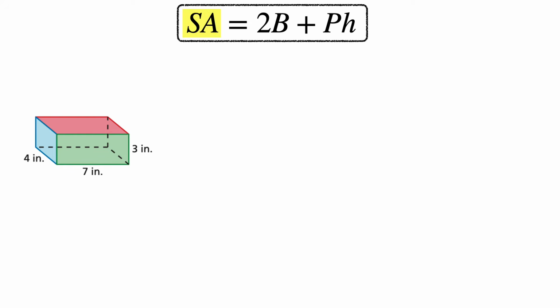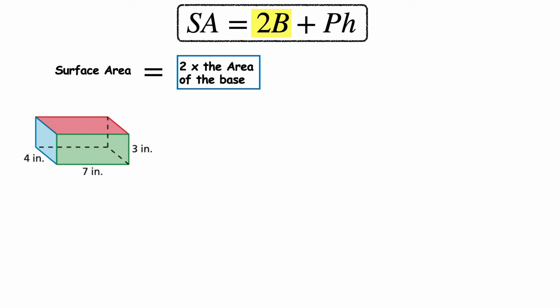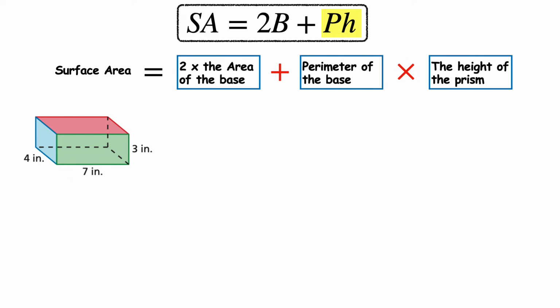So SA stands for surface area, and 2B stands for 2 times the area of the base. We multiply the area of the base by 2 because rectangular prisms have two congruent or equal bases. Then we add the Ph. Ph stands for the perimeter of the base times the height of the prism.